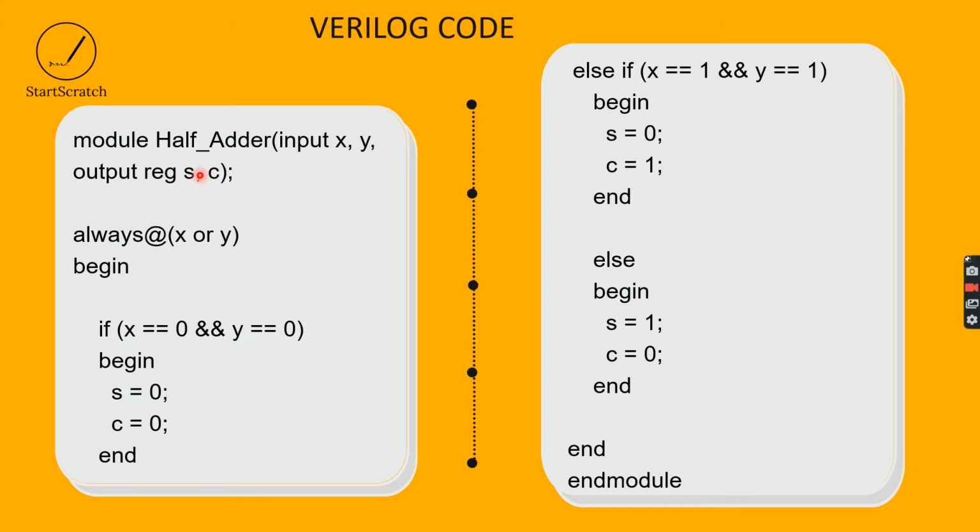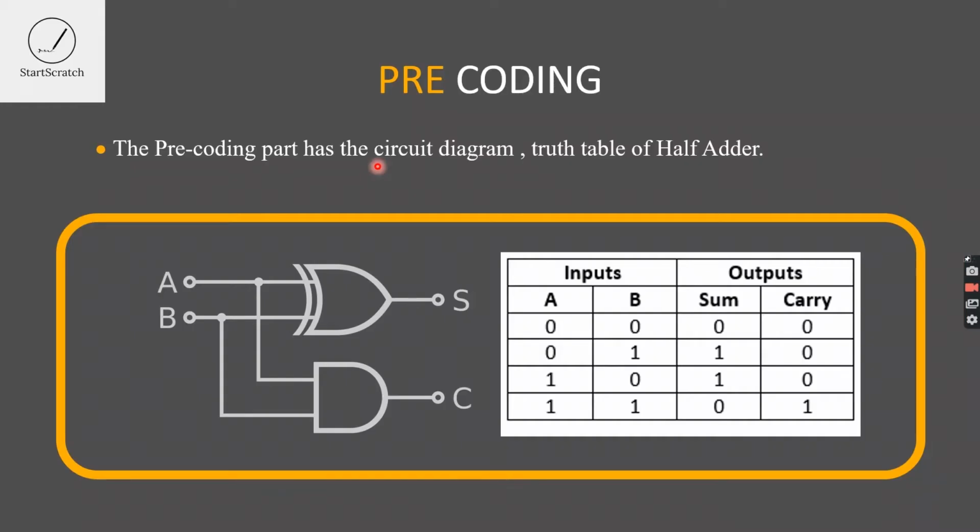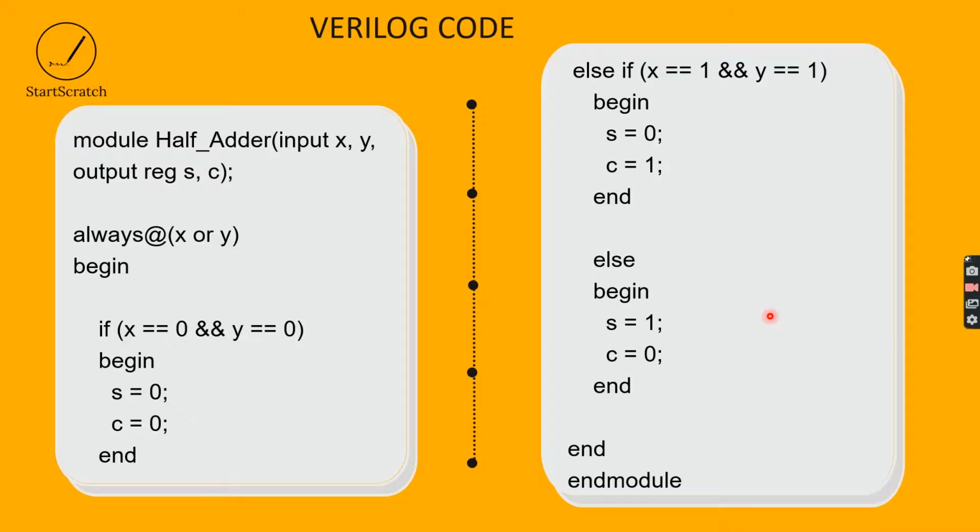In the coding part, I declared half adder as my module name, and I will be taking x and y as the inputs in place of my a and b. I replaced a with x and b with y, and I will be replacing sum and carry with s and c. Here is s and c.